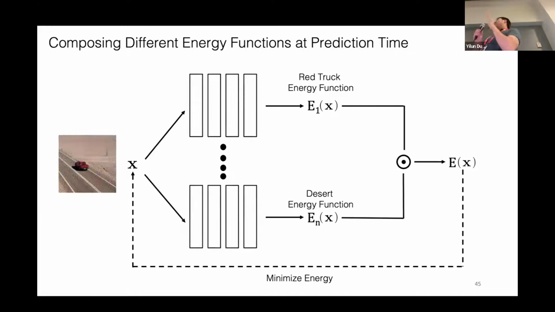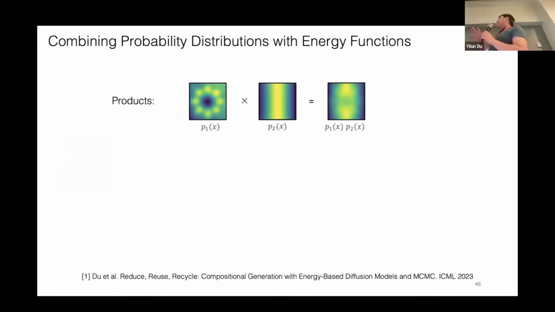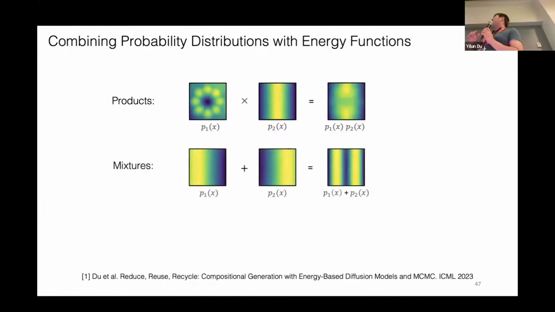So the power of this abstraction is that now I can combine multiple energy functions to form images with new attributes. And in general, by combining the energy functions in different ways, you can combine different probability distributions together. If you have one model for P1 of X, and a separate model for P2 of X, by combining the energy functions you can draw samples from the product distribution P1x times P2x. With a separate energy operation, you can also draw samples from the mixture distribution P1x plus P2x.